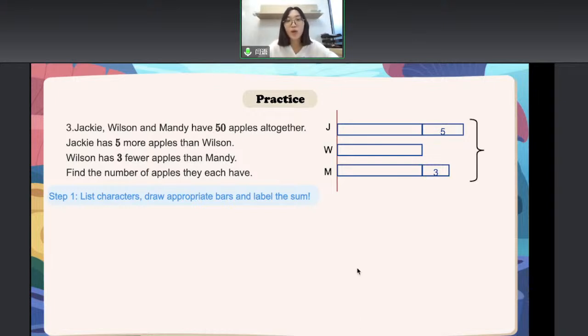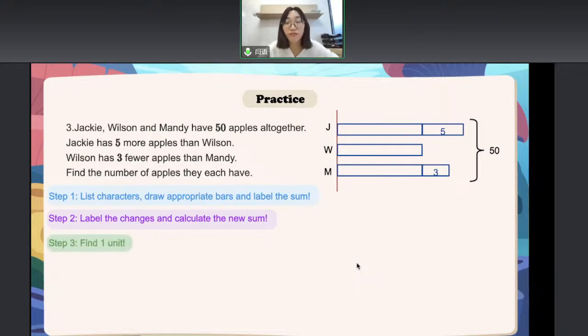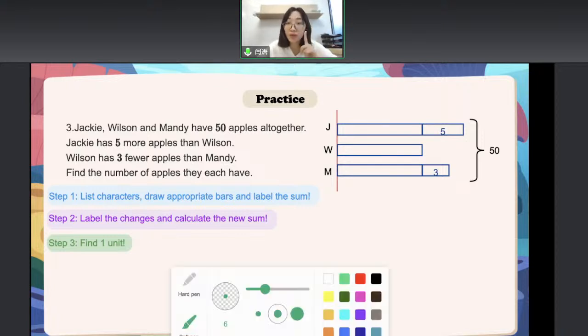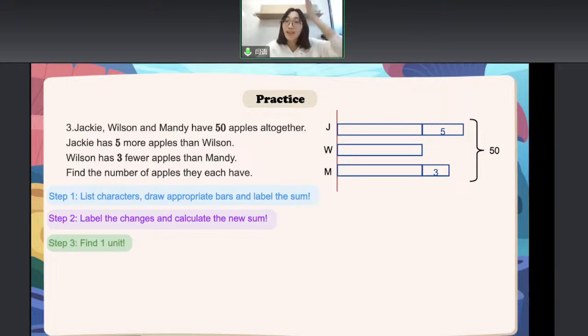And then, what is the next step? Try to find the sum. Label the changes and calculate the new sum and find the 1 unit. What is the 1 unit here? Usually, 1 unit refers to the equal part. So here you see 1 unit, 1 unit, 1 unit.